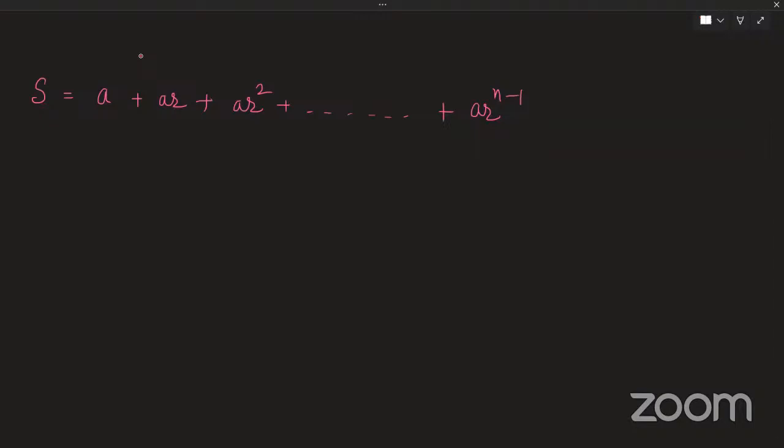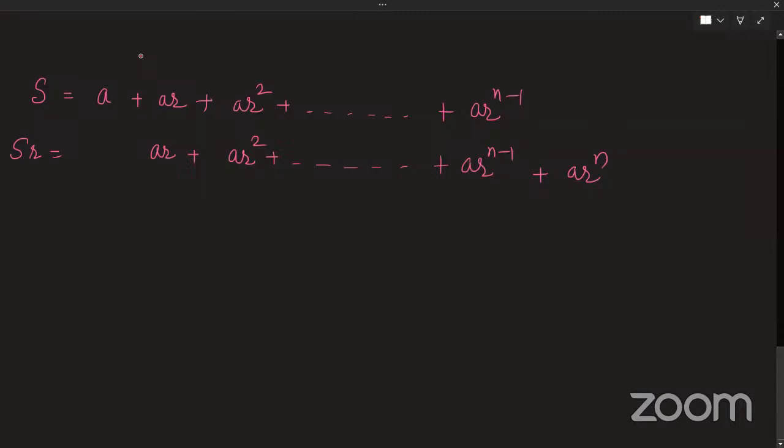Does anyone know how we calculate the sum? No worries. See, this sum can be written as A plus AR plus AR square. What I do is multiply this thing by R. If I multiply this by R, my A becomes AR, my AR becomes AR square, and so on, and my last term becomes AR raised to N, right?